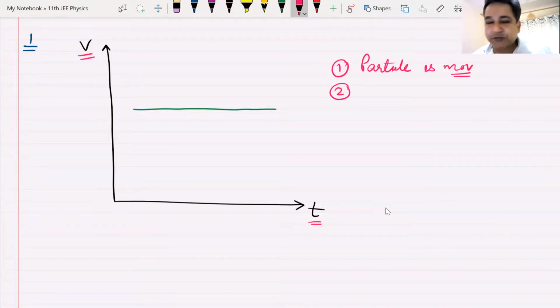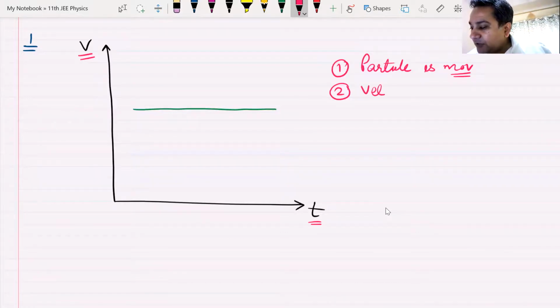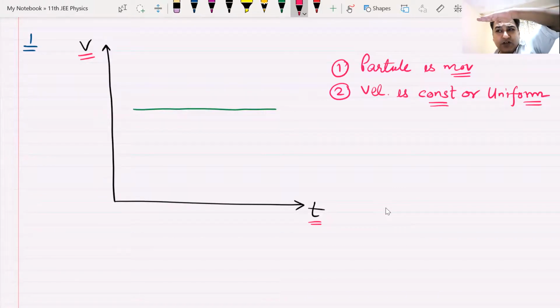Number two. This is a velocity time graph, not a position time graph. Velocity is a straight line which is parallel to the time axis. That means velocity is constant or it is uniform. Do we understand, Anna? Yes, Anna. Velocity is uniform. It does not change with time. It is constant.